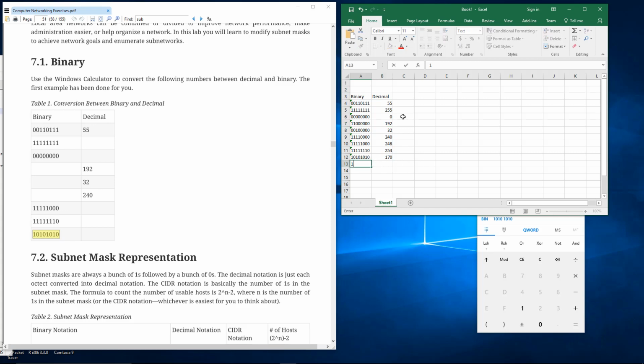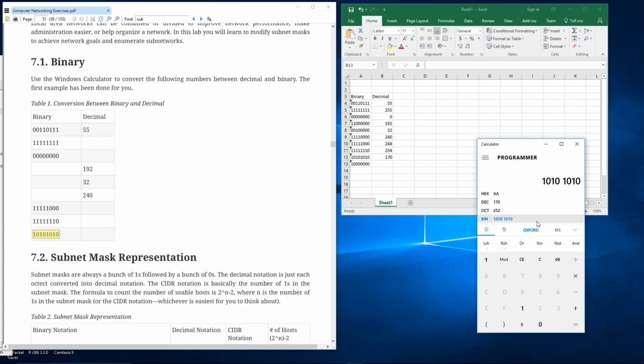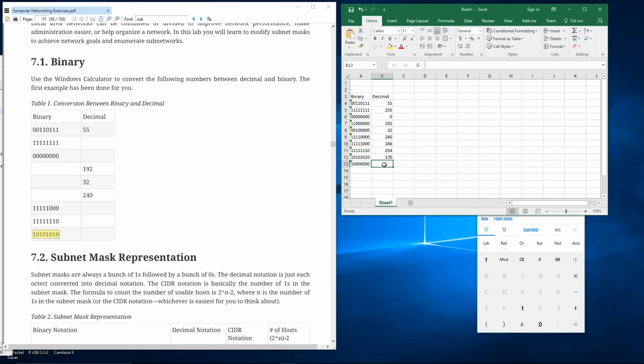What would 1, 0, 0, 0, 0, 0, 0, 0 be? Here's a little extra credit. This is one we'll use quite a bit in subnetting. 1 followed by 7 zeros. Okay, it's 128.